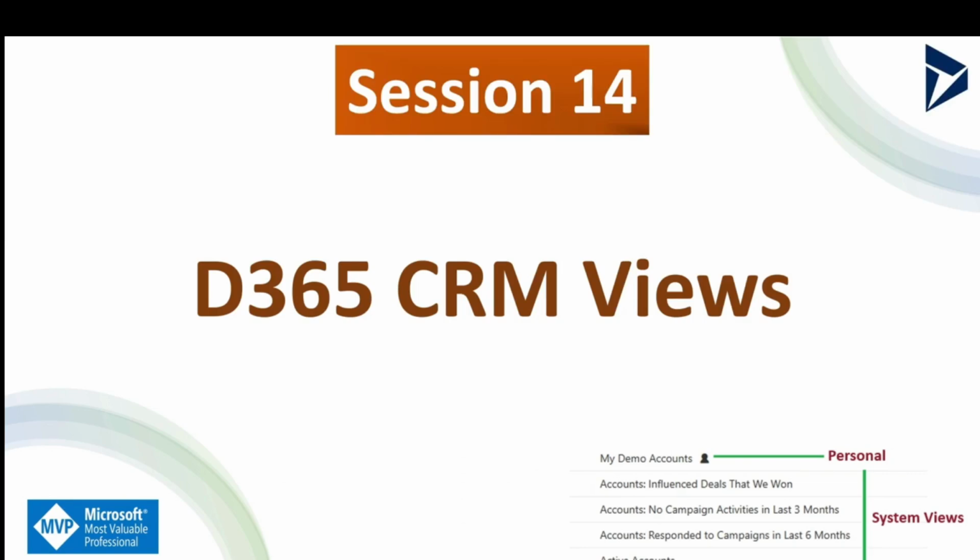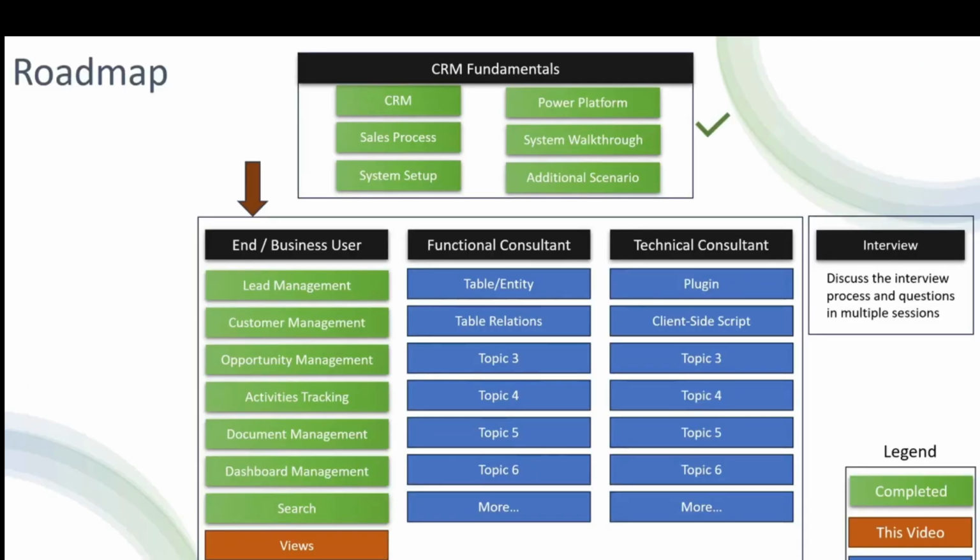A view is nothing but a way of displaying a list of records based on specific criteria that is meaningful to the user. For example, active accounts, resolved cases, and high priority cases. So we will discuss the view in detail and the types as well. In our roadmap, this is our last session in the end user or business track.